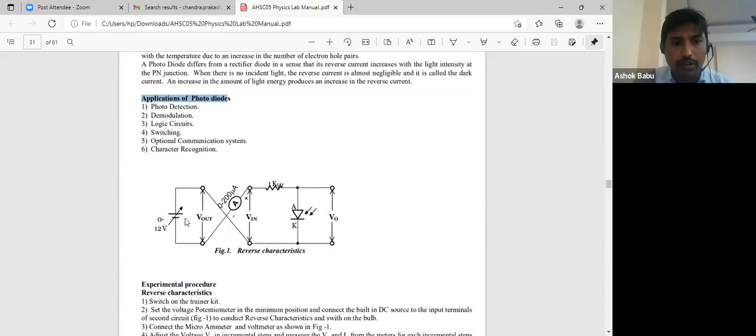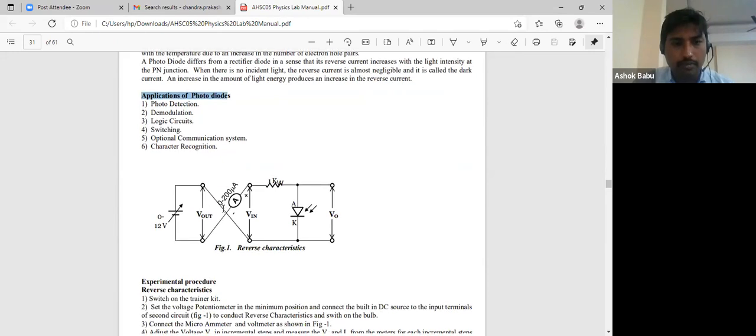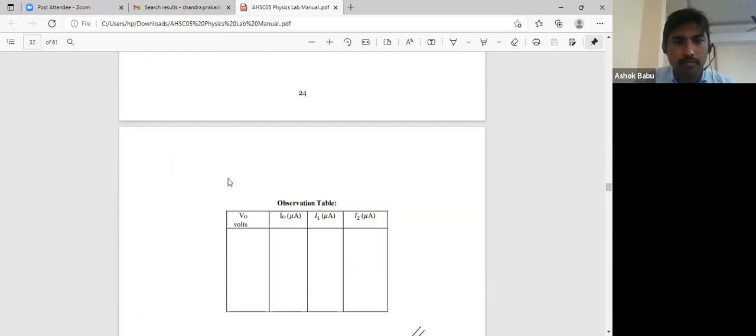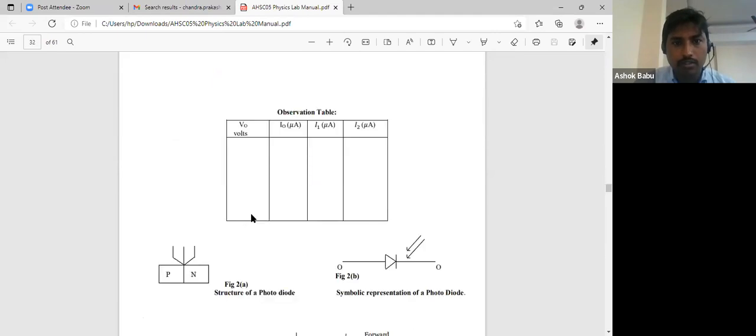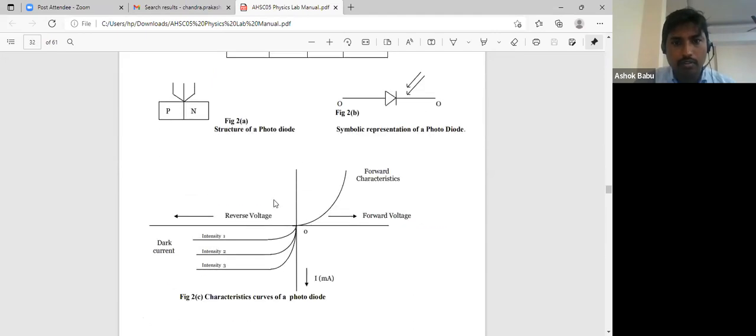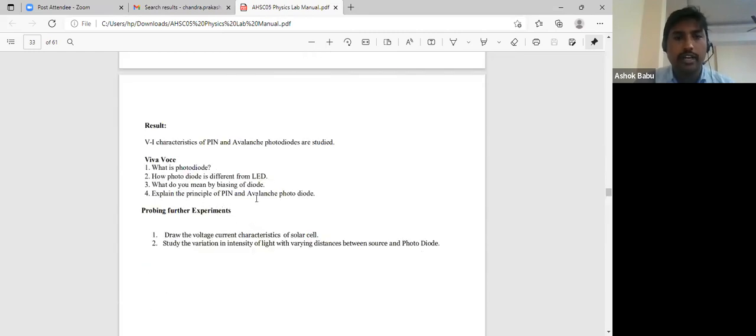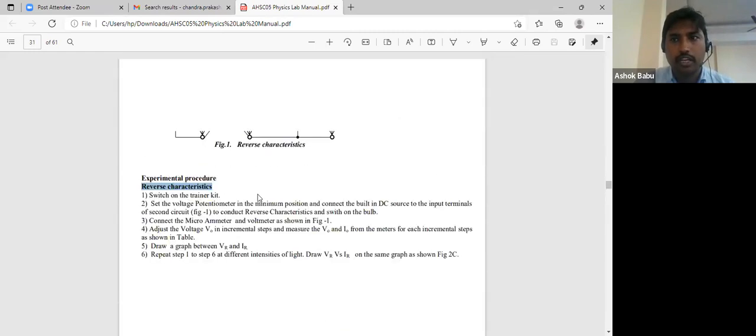So draw the circuit diagram. This circuit diagram is compulsory. Experimental procedure: only reverse characteristics we are going to analyse. That's why you have to write the experimental procedure in your worksheet. After that, the observation table, model graph and result. These things you have to write in your worksheet.